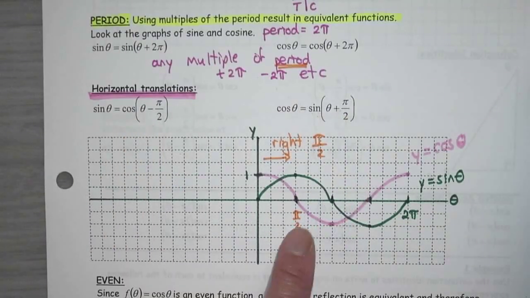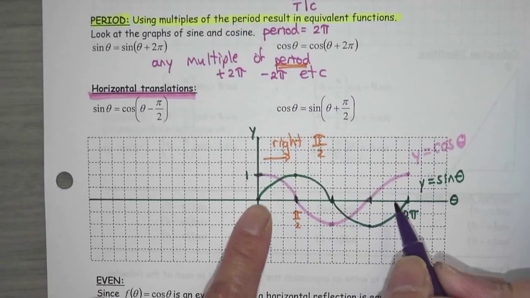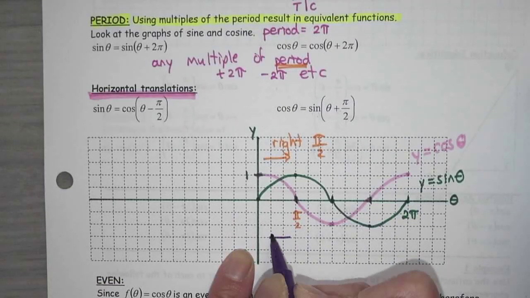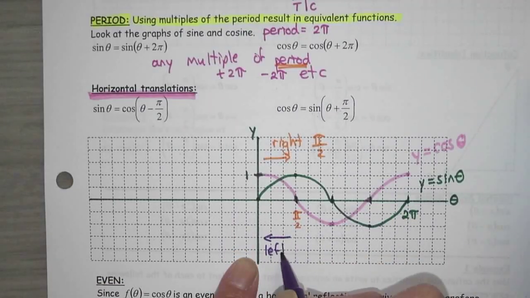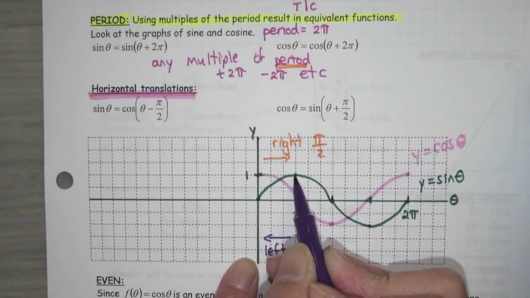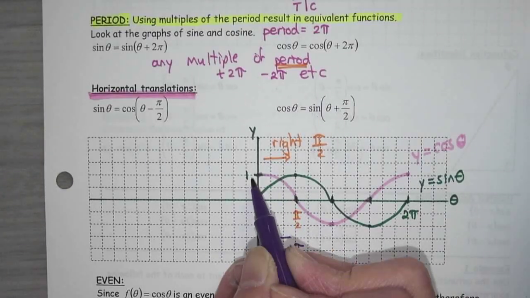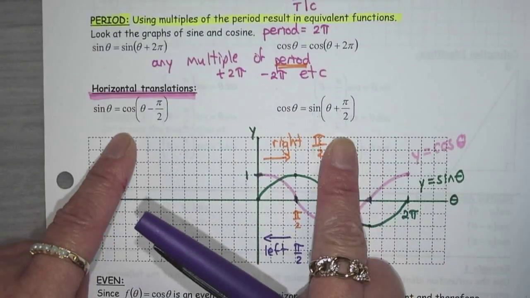Then this one is saying, oh, you know what? You're right. But also, I could move my sine graph, the green one, left pi over 2. I could move this top here, put it left, and then it makes it cosine. So these are both equivalent expressions.